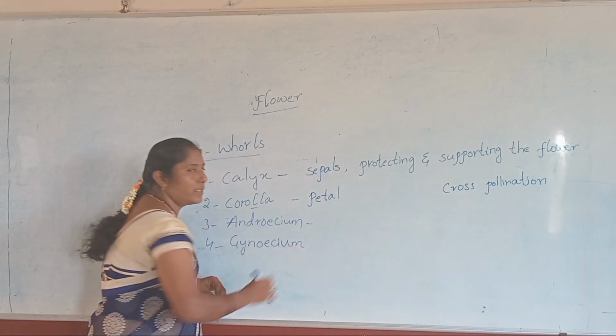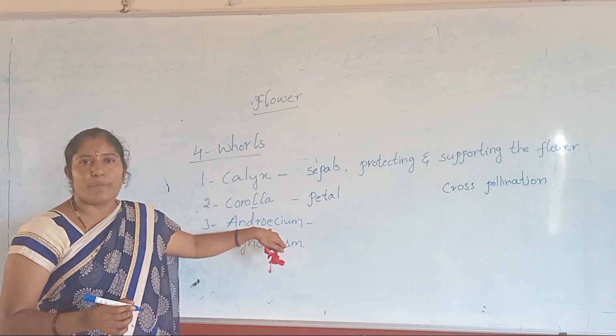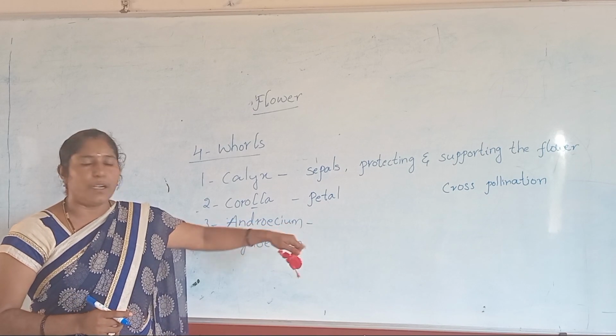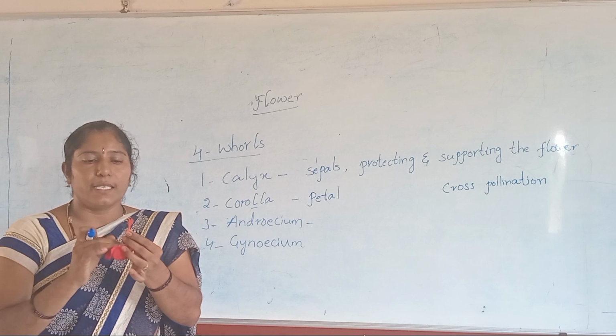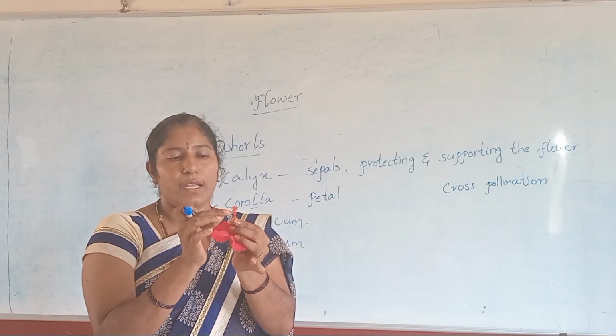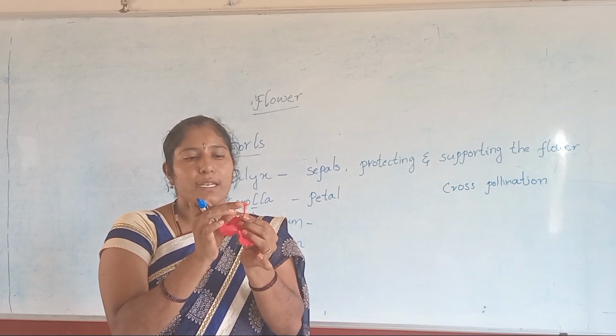Next, in the third whorl, androecium is present. What is present in the third whorl? See, this is the third whorl, and the yellow color parts are the androecium.